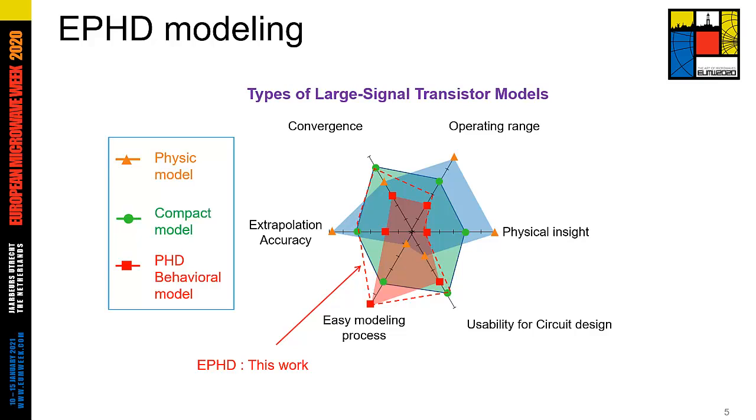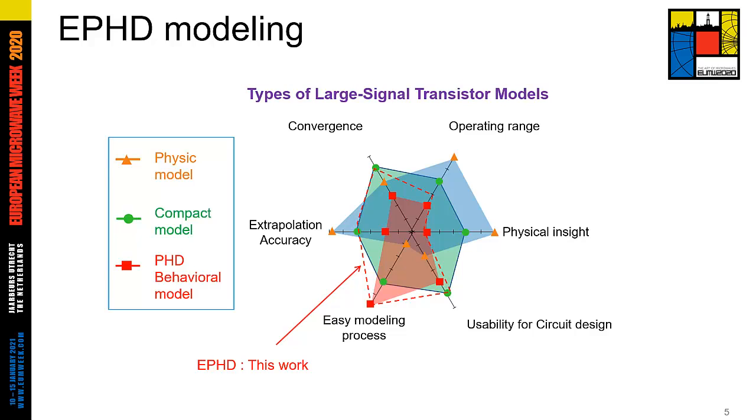We know that we can get a very good extrapolation accuracy, a very good insight of the physical structure of the model, and the operating range can be very high. The only problem with the physical model is that we cannot design a PA. Designers cannot simulate a physical model due to convergence issues related to the very high number of parameters. So the physical model is specifically used to design transistor components.